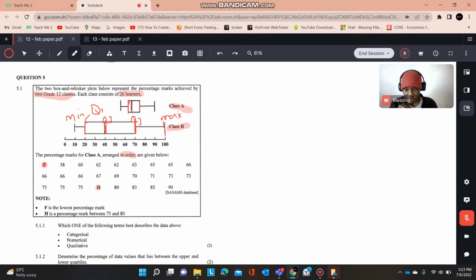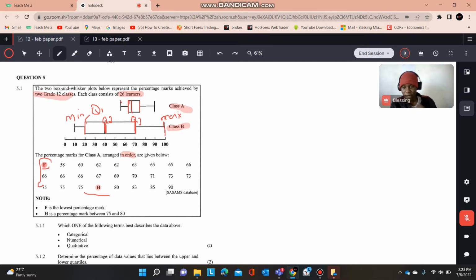Remember here I said this whisker, this line over here, represents the lowest mark. And then I said it's between 50 and 60. It can be any number, 55, 54, whatever it is, but that's the lowest. So here the F represents the lowest mark, right? And then they say H is a percentage mark between 75 and 80. So H is between 75 and 80. You can see that from the data because I said this data has already been arranged.